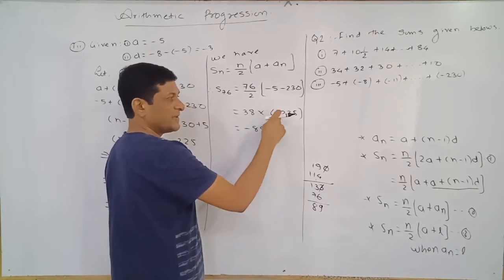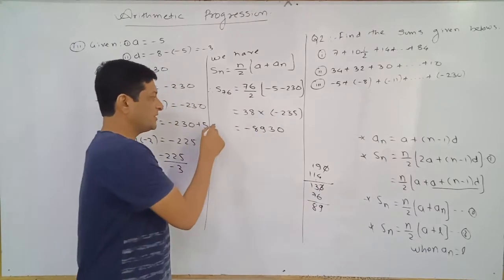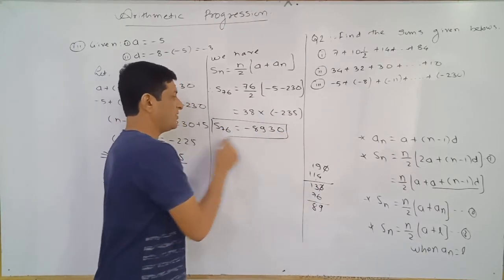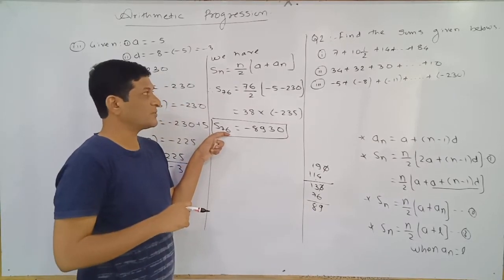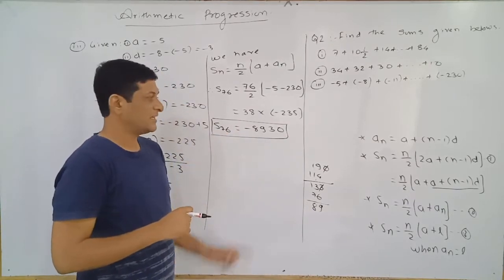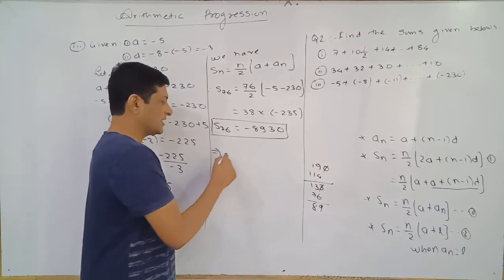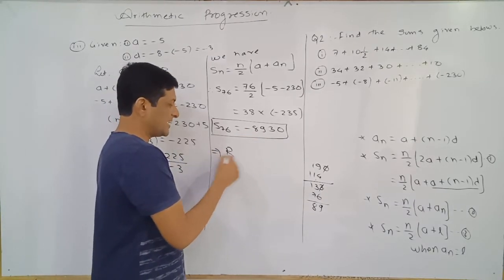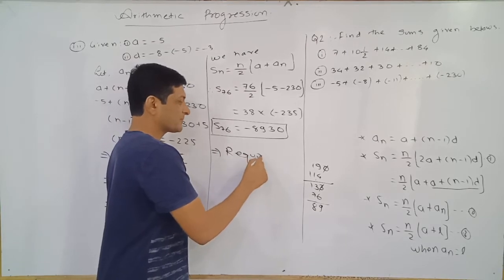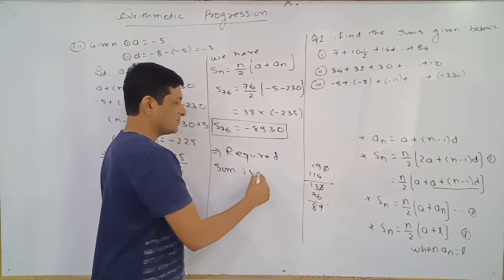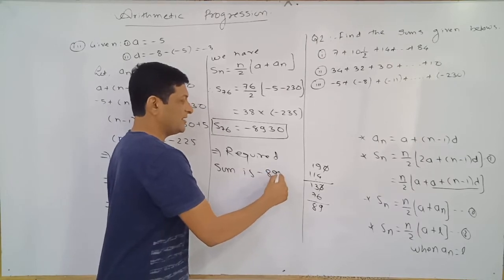Product of positive and negative number is negative. So in this way we have shown that sum of first 76 terms in this arithmetic progression is minus 8930, which is nothing but our required sum. That's why we can say that here required sum is minus 8930.